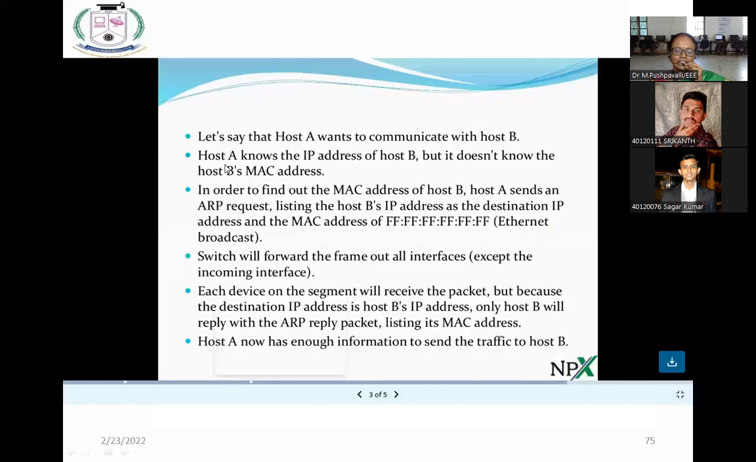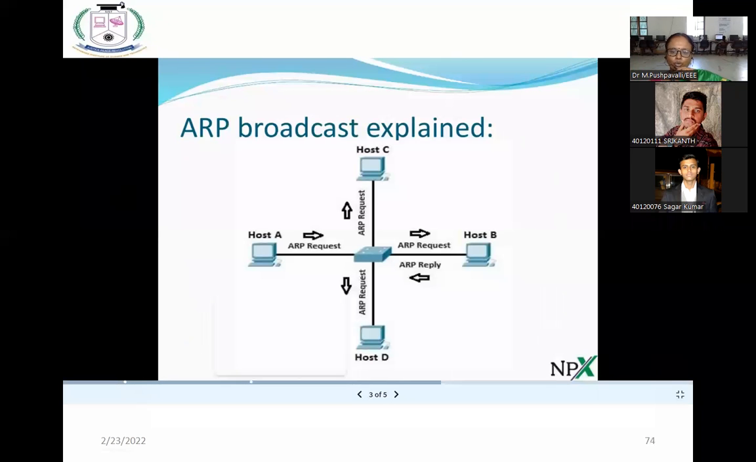So the same thing I have told you is given in this point. It is communicating to host B, host C, host D and all. Only my host B is replying to me. So automatically host A has enough information to send the signal to host B. So that is ARP.